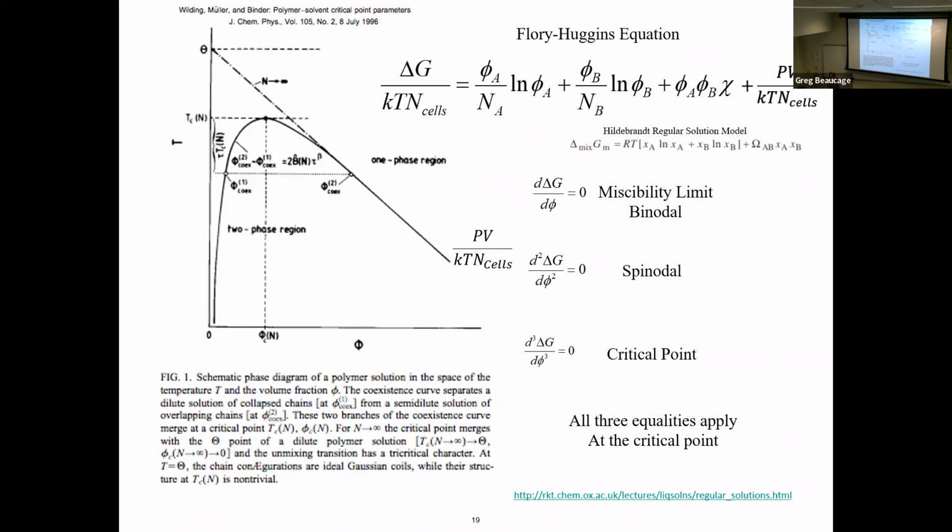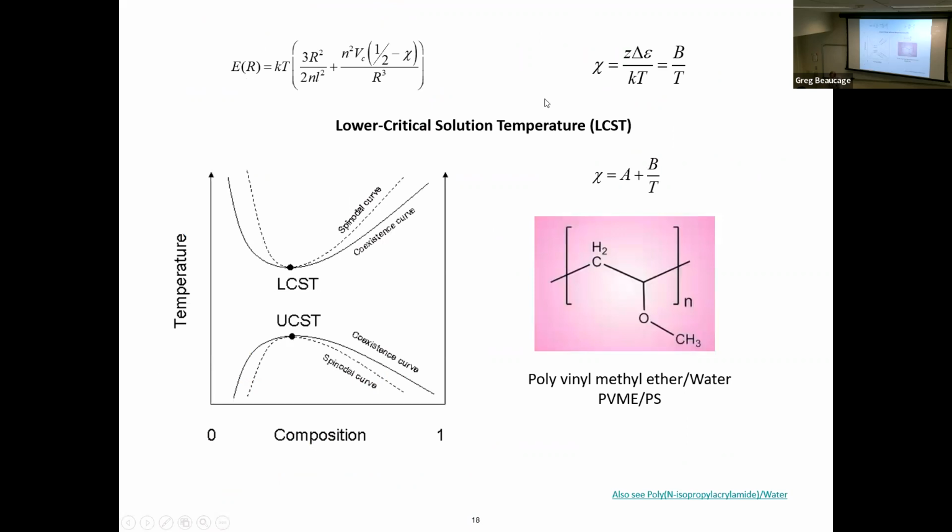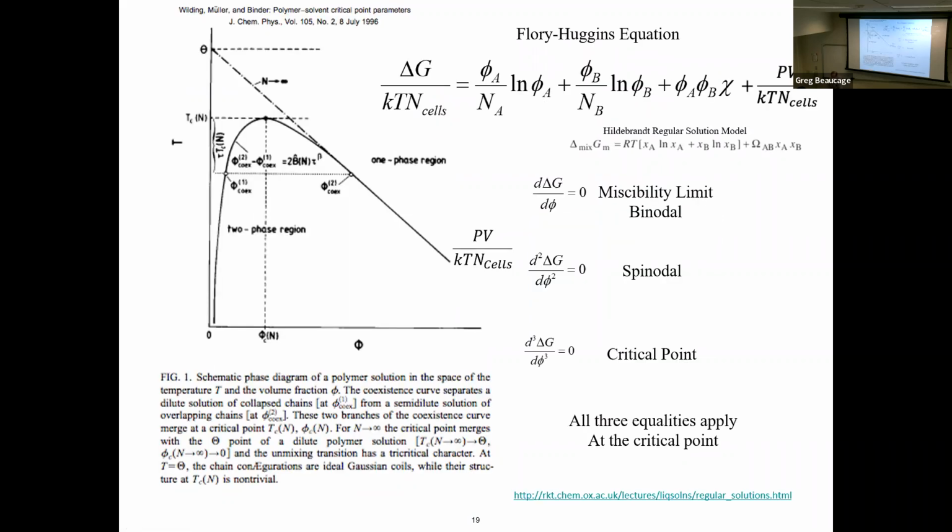I want to mention this because we introduced Chi, so we might as well talk about how it's used. There's two ways it's used. One's in the solution thing, where you just look at the coil size, and the other is in this Flory-Huggins approach to talk about the phase behavior. So polymer in solution.